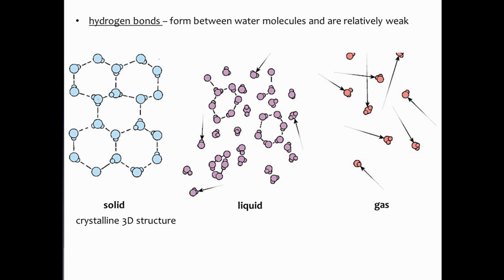What we see in a solid phase is that everything is bound together by hydrogen bonds. In a liquid phase, some of the molecules are on their own, some are bonded through hydrogen bonds to other molecules, and in a gaseous phase, there are no hydrogen bonds. Every molecule is on its own.